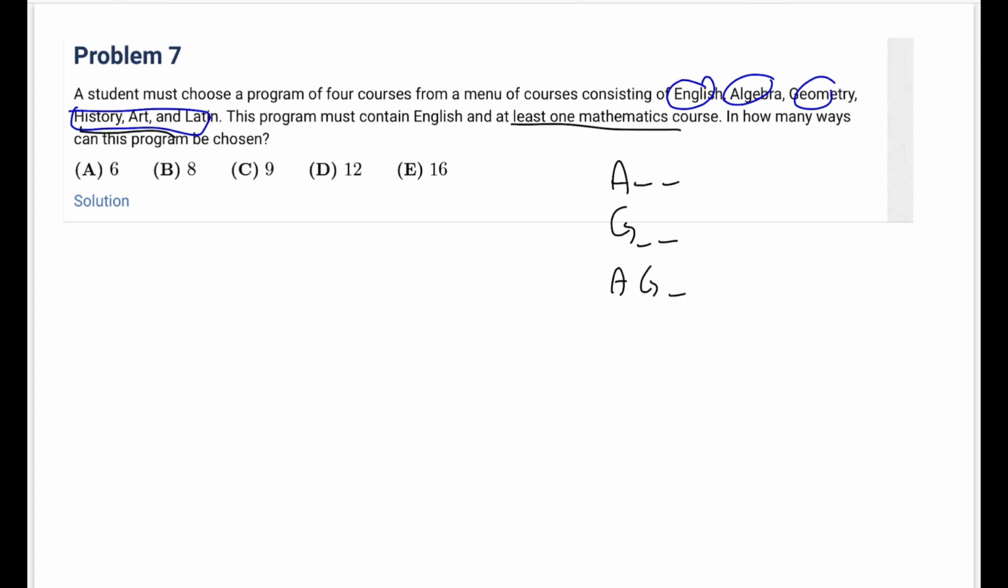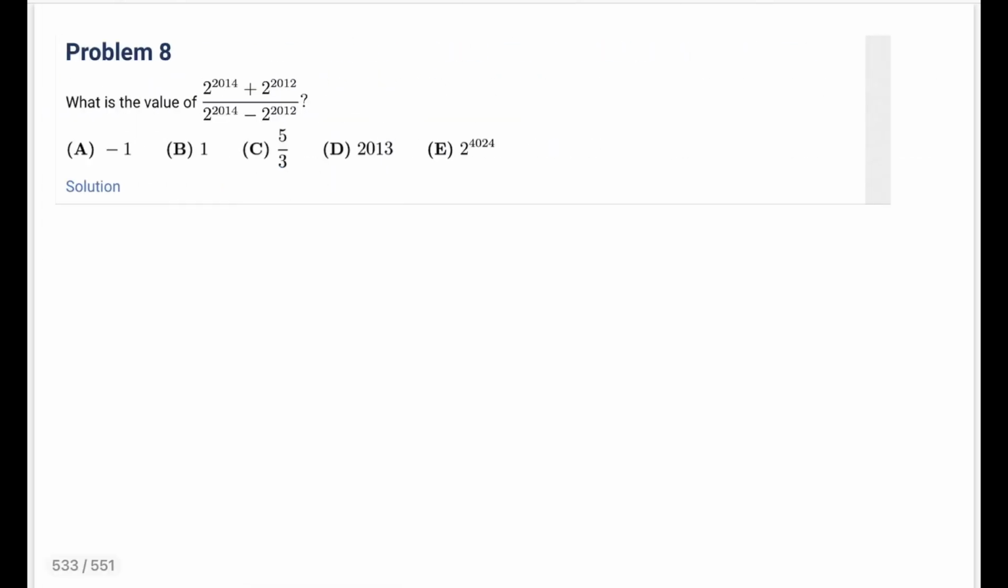And then because it said that we need at least 1 mathematics course, we need algebra and 2 of these 3, or geometry and 2 of these 3, or algebra and geometry and 1 of these 3, right? And so this is choosing 2 out of 3, this is 3. This is also choosing 2 out of 3, this is 3. This is choosing 1 out of 3, this is also 3. If you add these together, then it's 9. The answer is C.